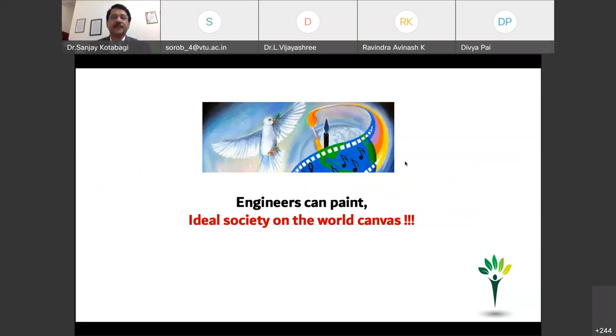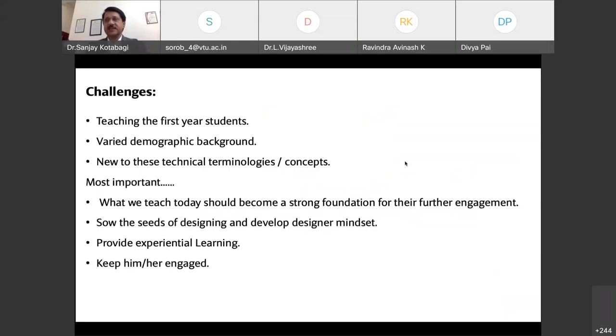And further, we need to look into these challenges. Yes, last time also we discussed, these are the challenges we have when we take this course to the first year students. They have varied demographic backgrounds. We need to address that. And certain concepts and terminologies are very new to them. So carefully we must transfer that knowledge onto them. And most important is that what we teach today should form a strong foundation for their future engagement. Why I'm repeatedly saying this is that at the first year level, whatever we teach would definitely form a strong foundation.